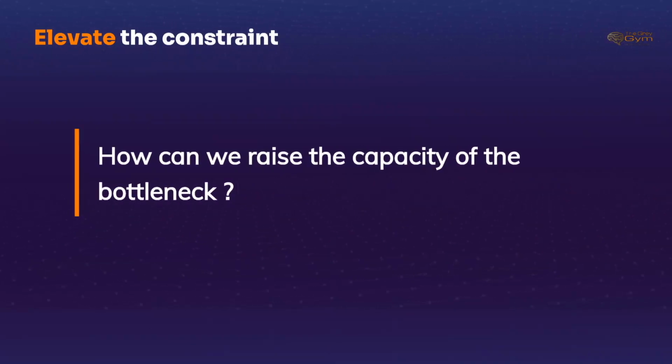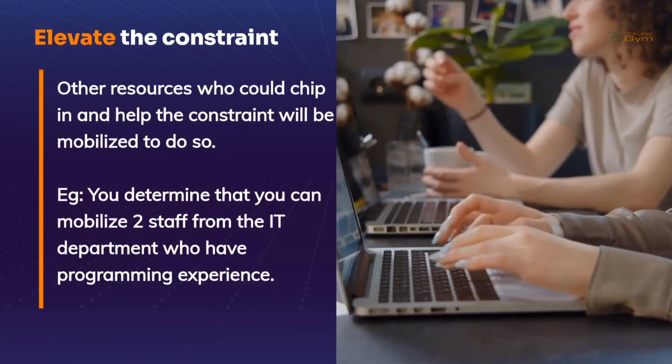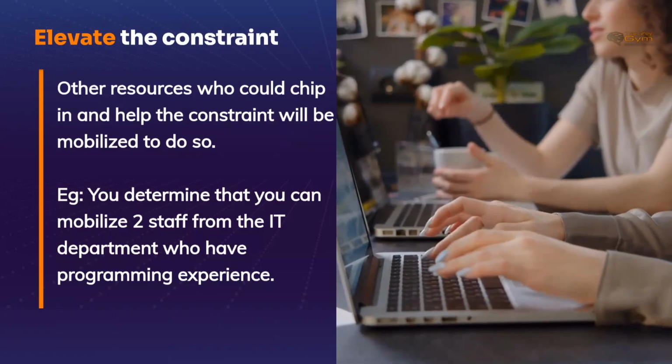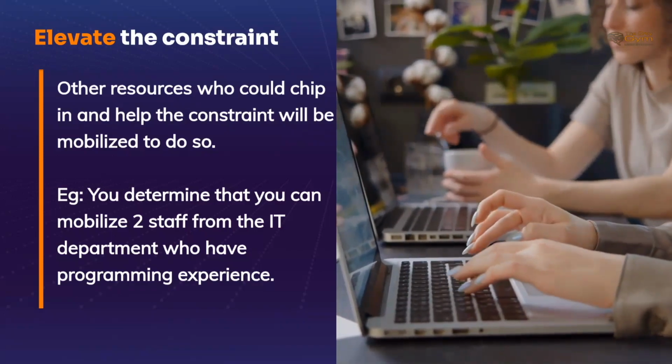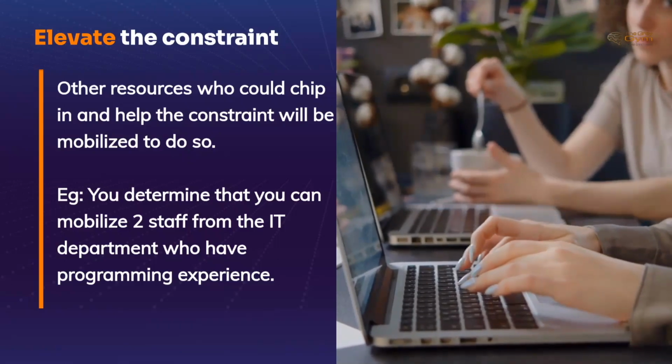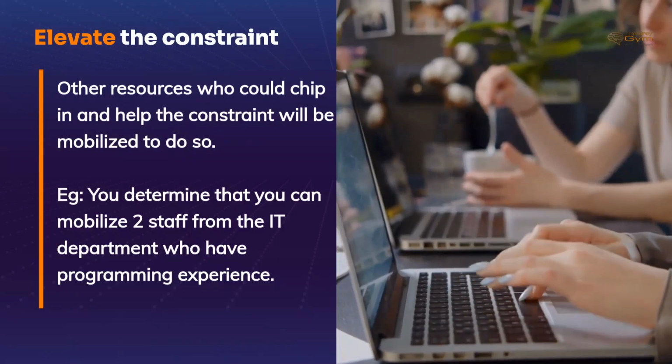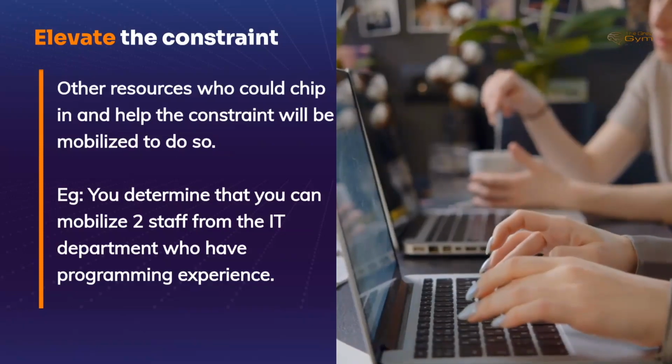Number 4, elevate the constraint. Finally, it's time to talk about the constraint itself. How can we raise the capacity of the bottleneck, which was identified in step 1? In many cases, this is going to involve elevating it with additional resources. These could include more people, more money, or equipment, to just name a few. So other resources who could chip in and help with the constraint will be mobilized to do so. For example, you determine that you can mobilize 2 staff from the IT department who have programming experience.